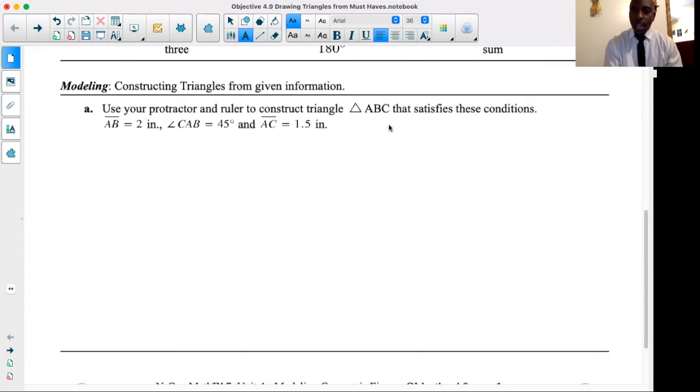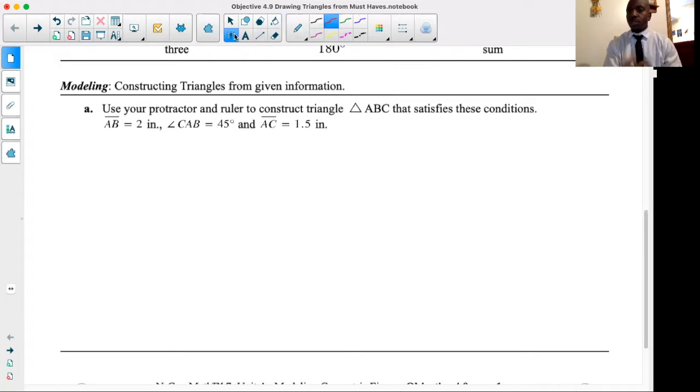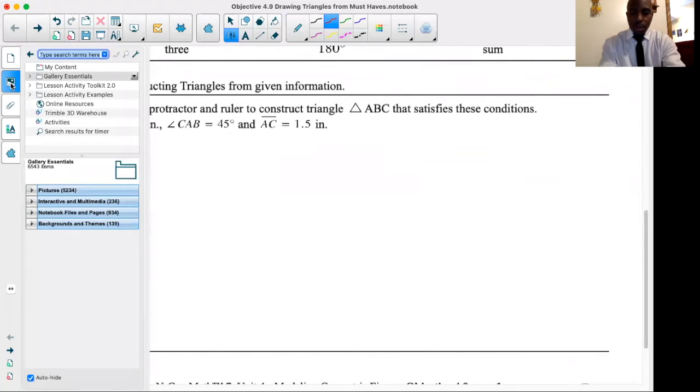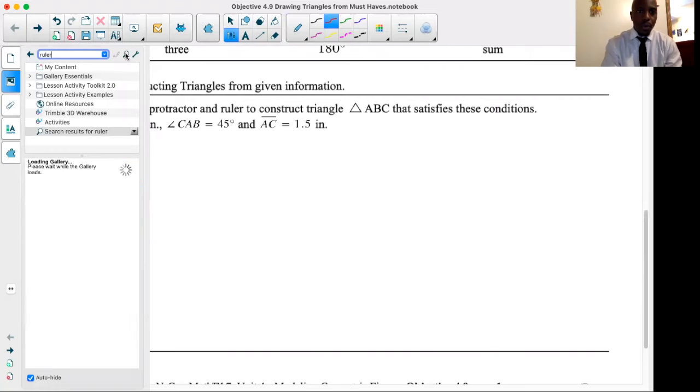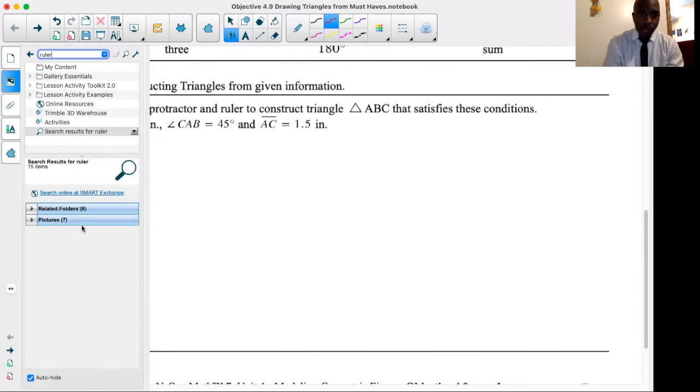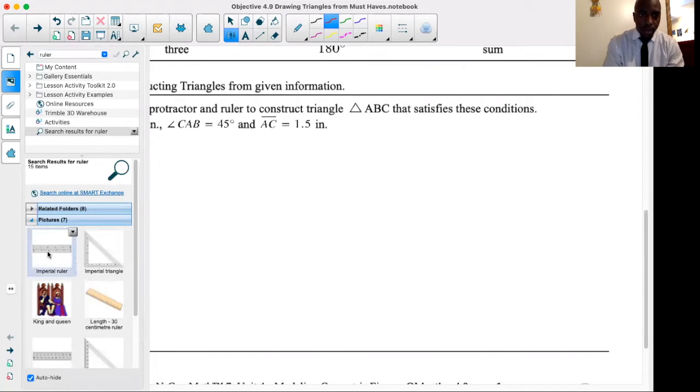Okay, I got to make a triangle ABC. Let's start off by making a 2-inch line and label that AB. So I'm gonna use my ruler. I would recommend you use a ruler. On some of the protractors I've given you, you have rulers. I'm gonna make sure in class we have rulers. Let me find a ruler here. I believe there's one right here. Let's pull it out.